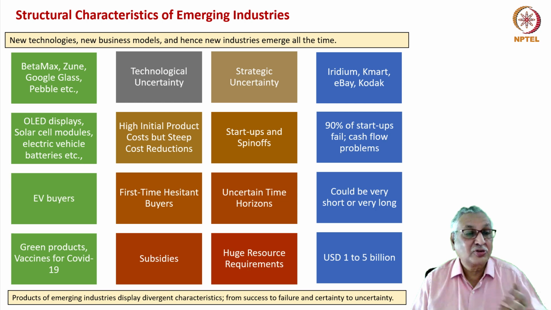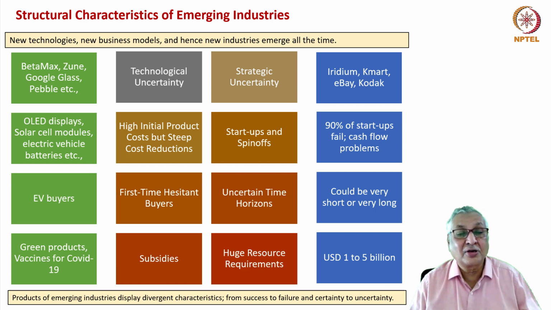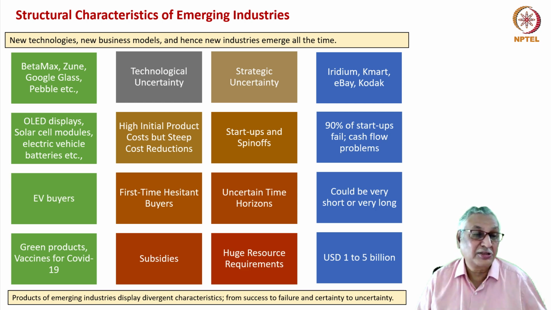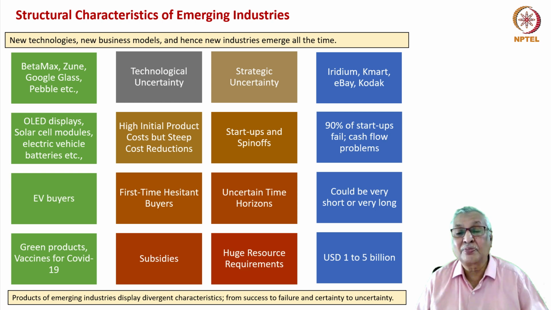OLED displays, solar cell modules, electric vehicles, batteries, these are bringing new dimensions to existing industries. And they are coming with high initial product costs but steep cost reductions. And they are typically primed by startups and spin offs. But the fact is that 90% of the startups in the emerging industries fail. They suffer cash flow problems. 2021 was a year of startup funding like in no year earlier. But today we have a startup winter staring at the startup scene.